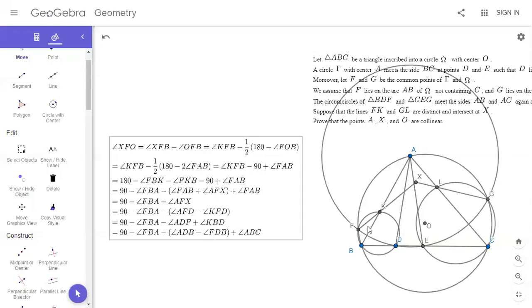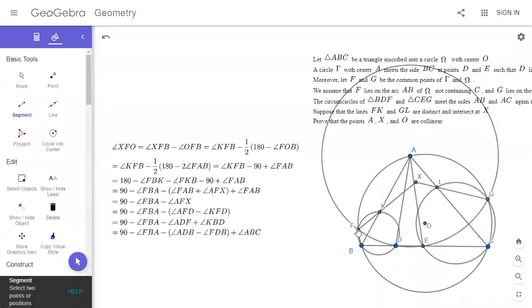Okay, so we want to show that angle ABC minus angle FDB is equal to angle ACB minus angle GEC. I wonder if that's the same as showing.